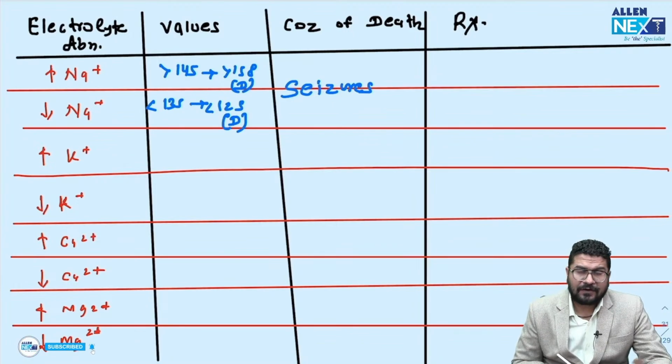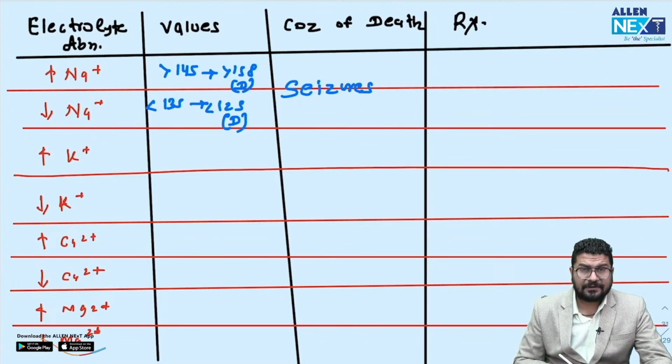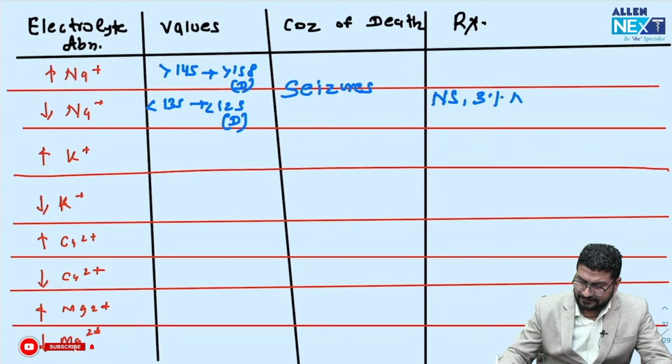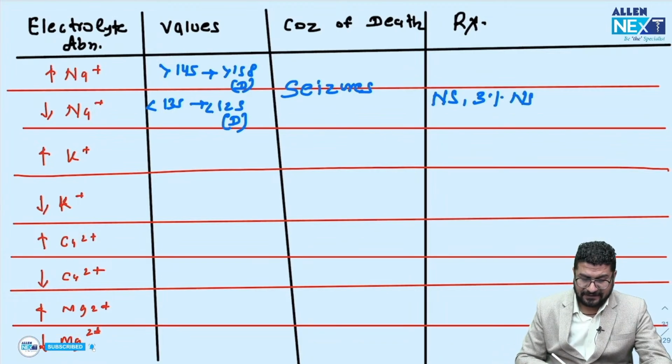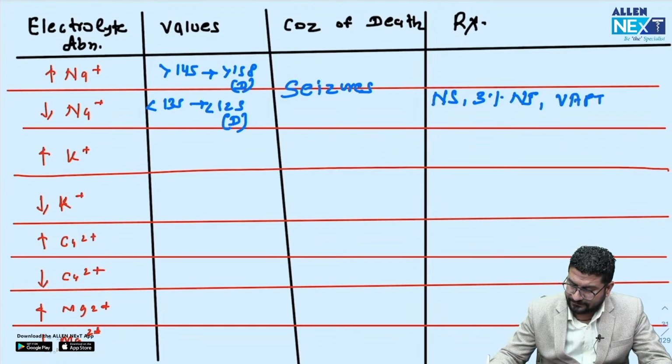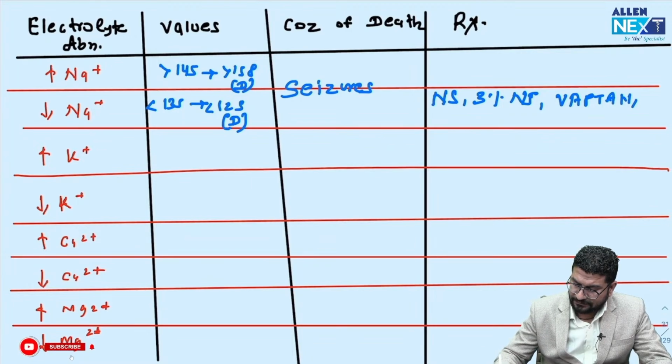Now understand, treatment of the hypo part is very simple. In hyponatremia, what can we use? We can use NS. If it is severe, we can use 3% NS. And whenever there is hyponatremia due to SIADH, in that case we will use vaptans. Sometimes they ask in old MCQs: for SIADH, we were using demeclocycline.